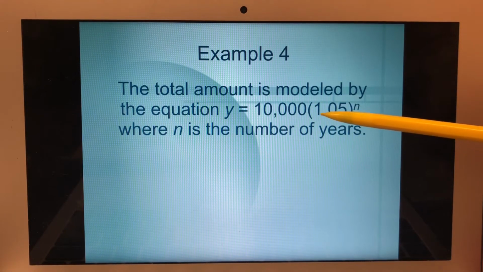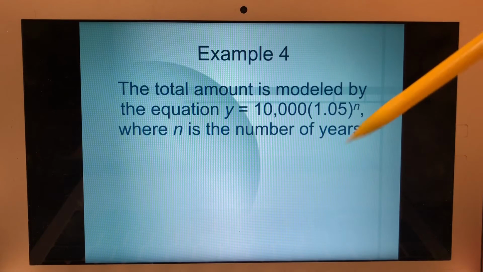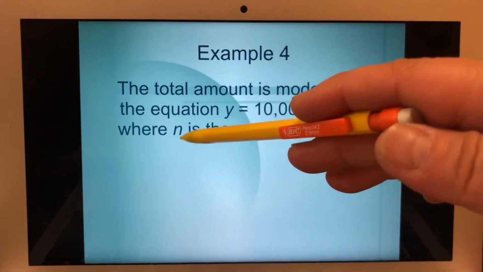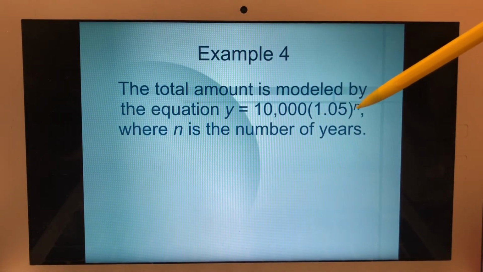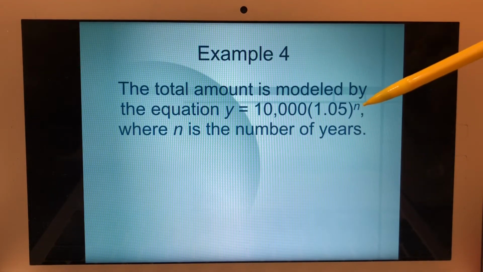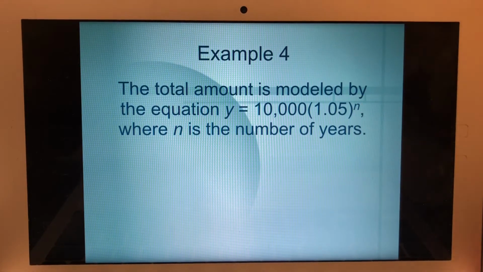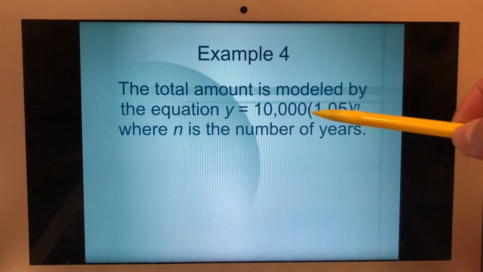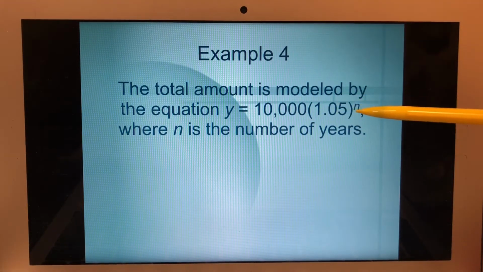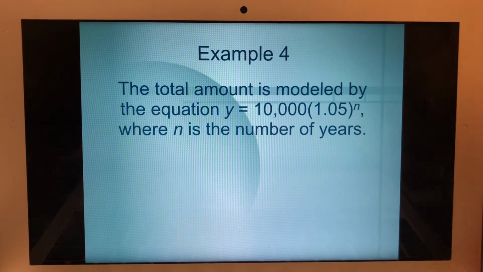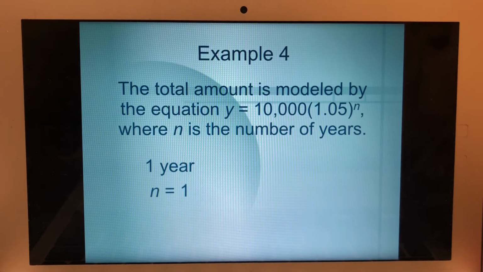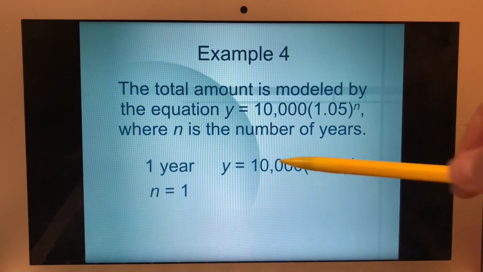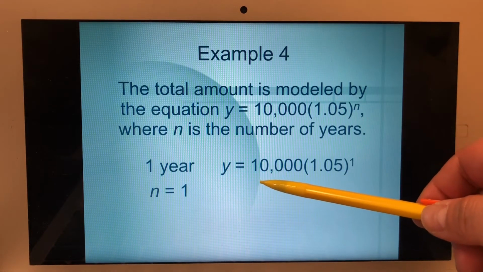So this 105% is what's going to give us the amount of interest. But you have to also calculate it raised to the n number of years. That's the exponential part. And so this is our formula: the principal, the rate, and then the time in exponential form. Let's say we have this in 1 year, so n equals 1. And so we're going to plug these all into our formula here.